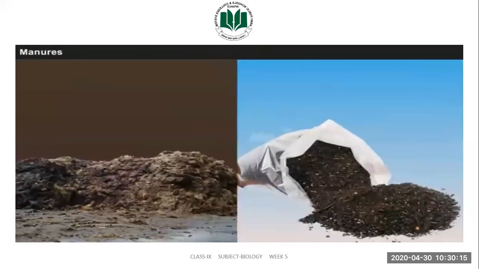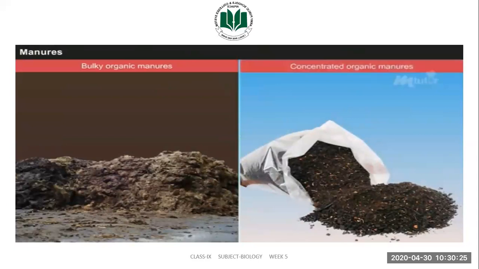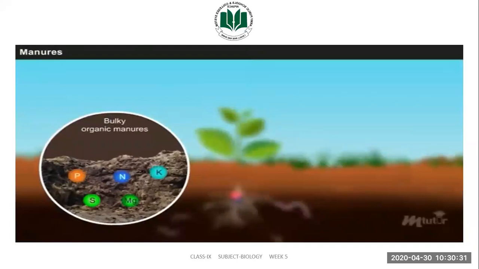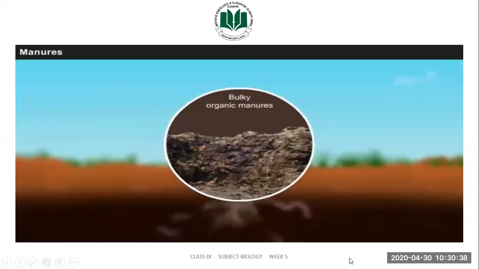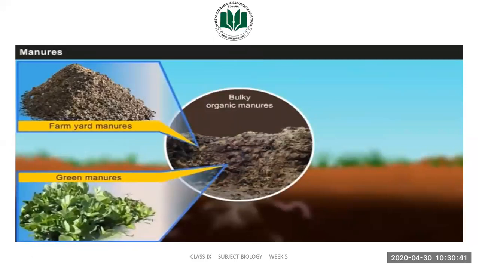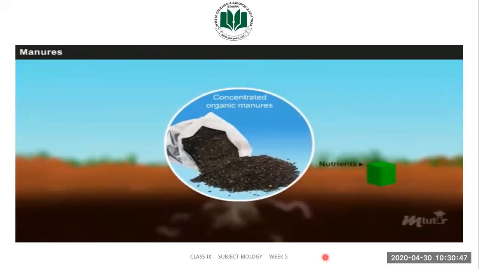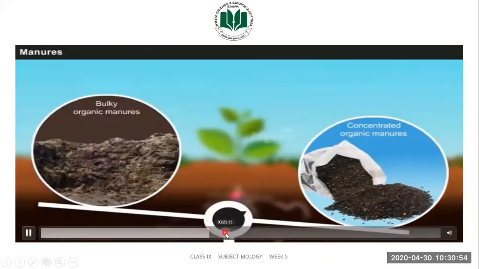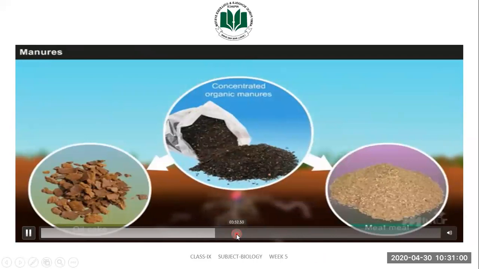Manures can be categorized into 2 types, based upon the concentration of the plant nutrients that they provide. They are bulky organic manures and concentrated organic manures. Bulky organic manures contain minimal amounts of nutrients and hence are required in larger quantities. Some of the examples are farmyard manures, green manures, vermicompost, and sludge. Concentrated organic manures have high amounts of plant nutrients compared to the bulky organic manures. So, the requirement is very minimal. Some of the examples are oil cake, meat meal, etc.